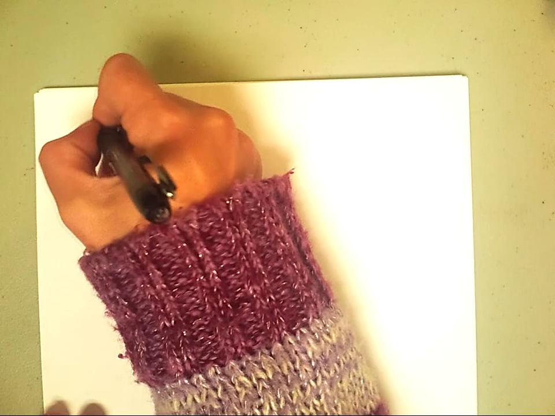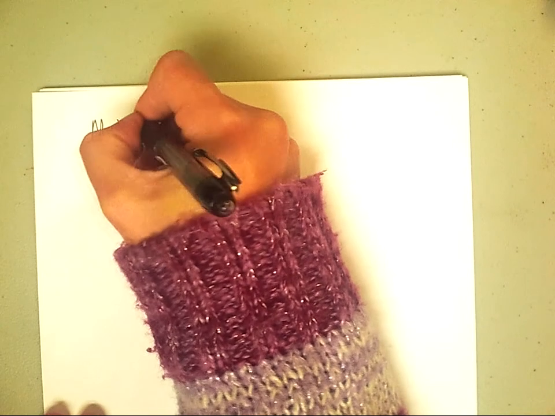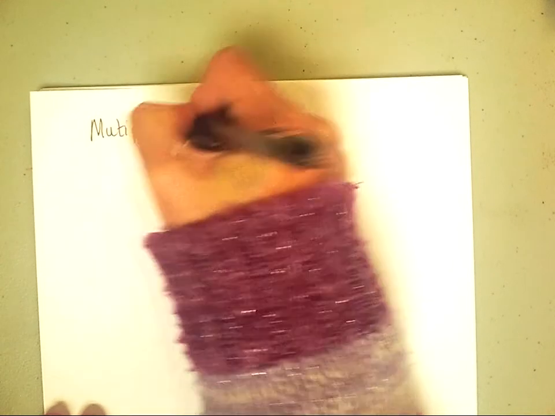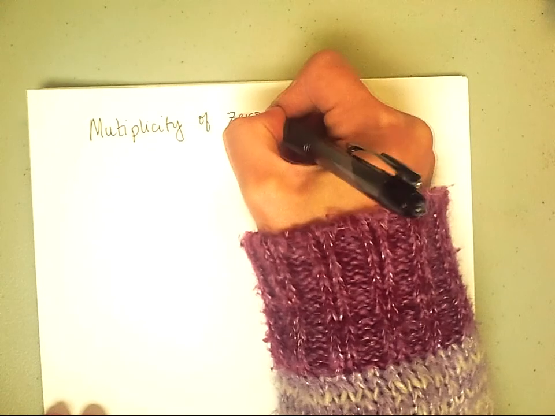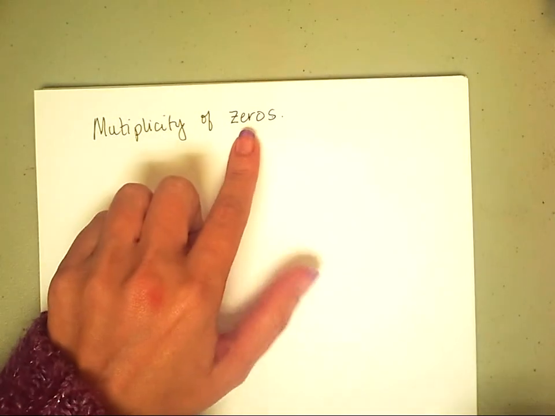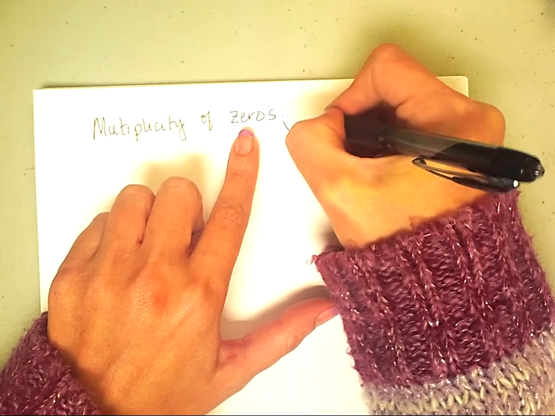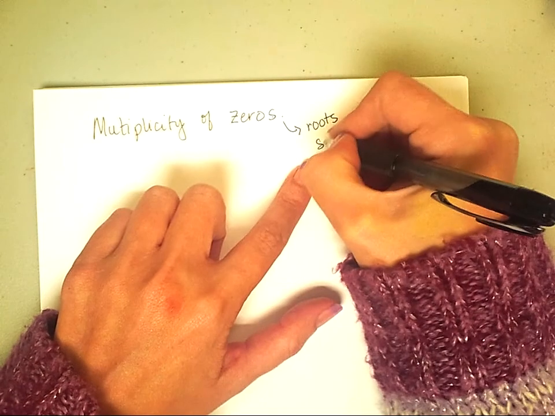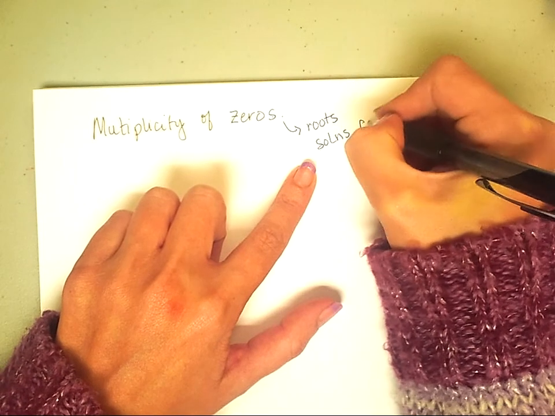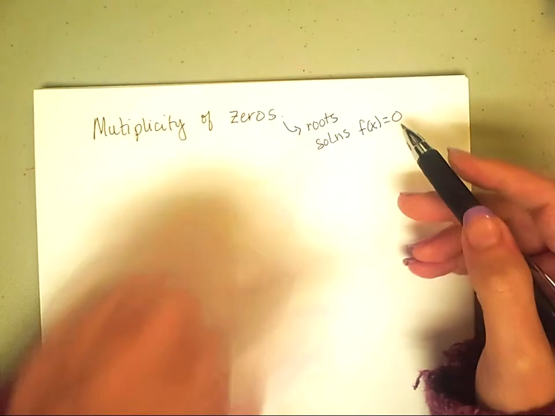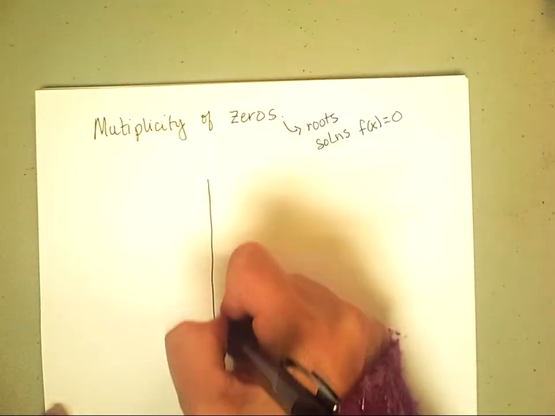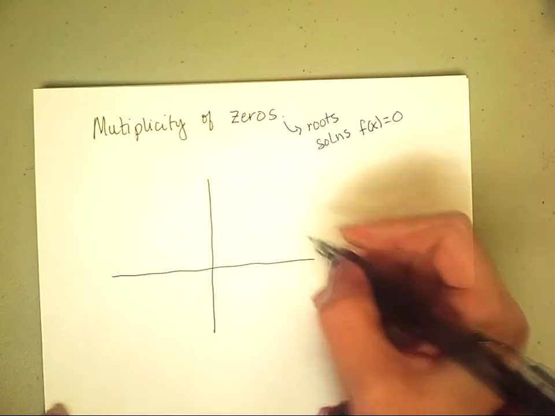Now let's talk about the zeros of the function and their multiplicity. This is also known as the roots, or the solutions to where the function equals 0. That's why they're called zeros. Some people call them that. Okay, so let's look at this graph.